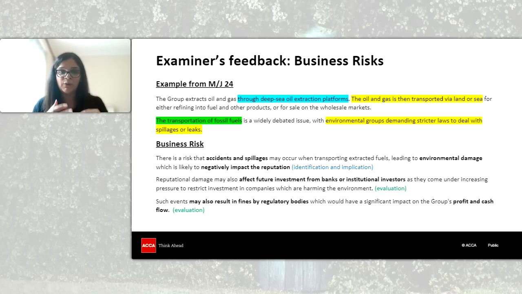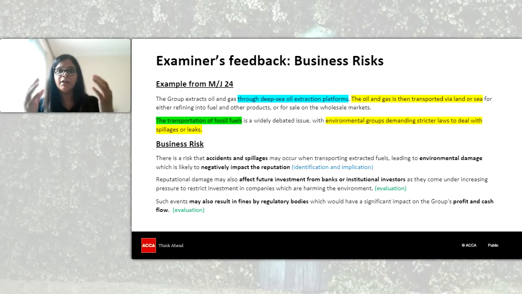Now, in evaluation, I need to talk about this risk significance for this client in particular. So now link it to what we did at the start as well. So again, this reputational damage is going to affect future investment from institutional shareholders or banks. That's your 2nd mark. Or this could also lead to fines by regulatory authorities, which could then affect my profit and cash flow, more evaluation.